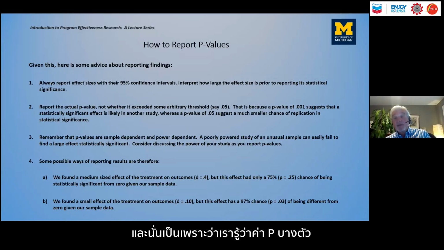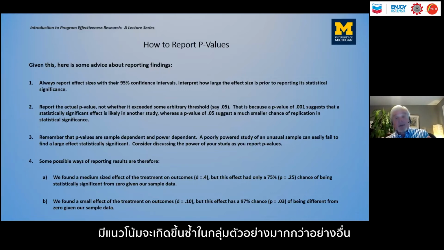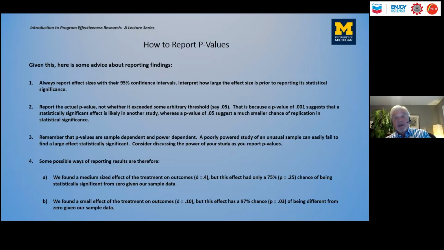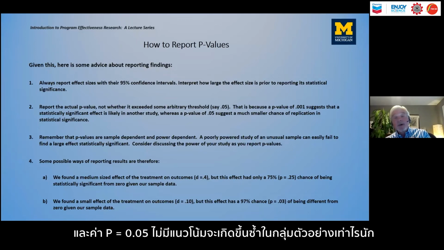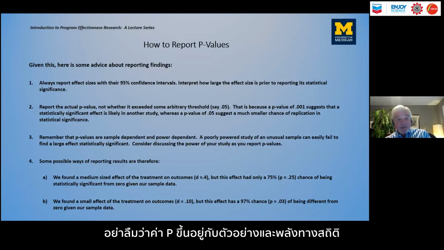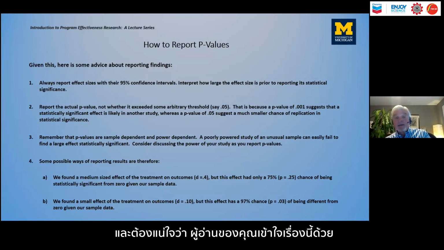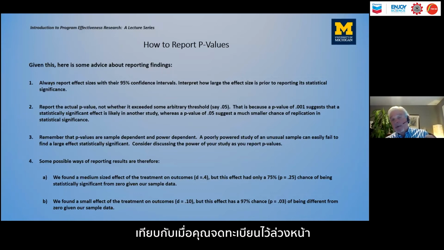And that's because we know that some p-values are more likely to be replicated across samples than others, and p equals 0.05 is not really likely to be replicated across samples. Remember that p-values are sample and power dependent, and make sure your reader understands that. So you would consider, for example, discussing the power of your study as you reported it in your pre-registration plan as you discuss the p-values.